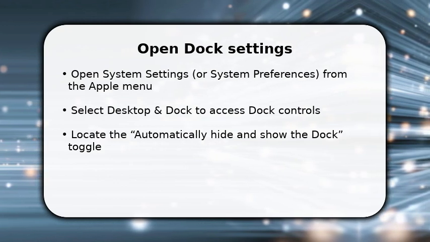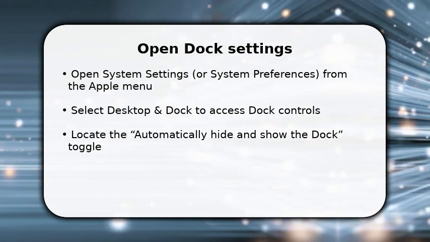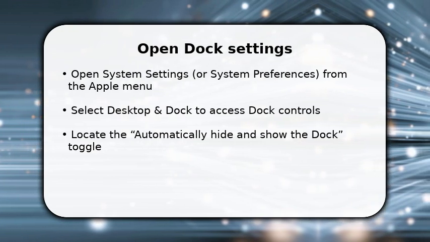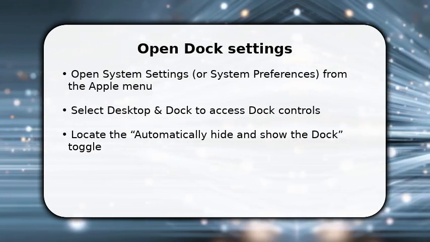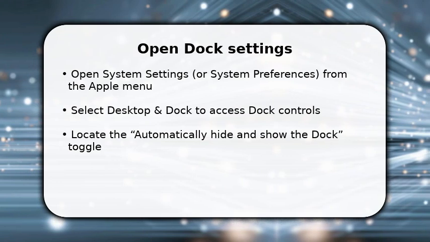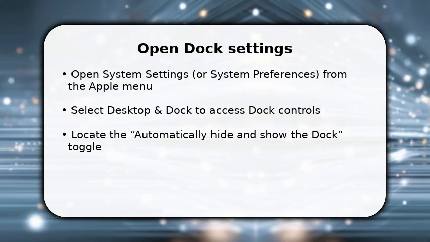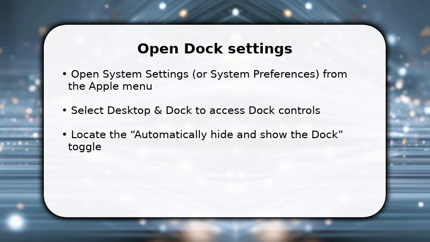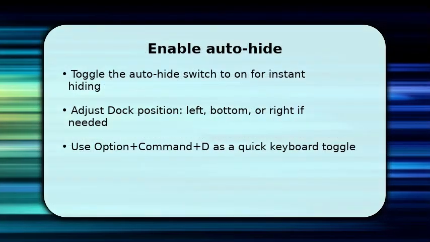Don't wander into displays. Now find the switch labeled Automatically Hide and Show the Dock. Toggle it on to start hiding the dock when not in use. This is the direct setting macOS provides and the cleanest, most reliable first step. After toggling Auto Hide, your dock will slide away when you move the pointer away from its edge.